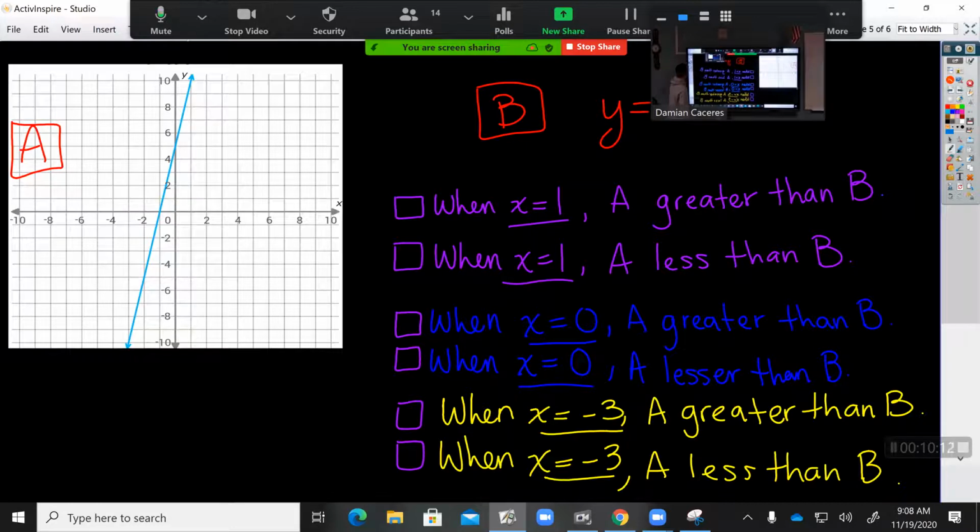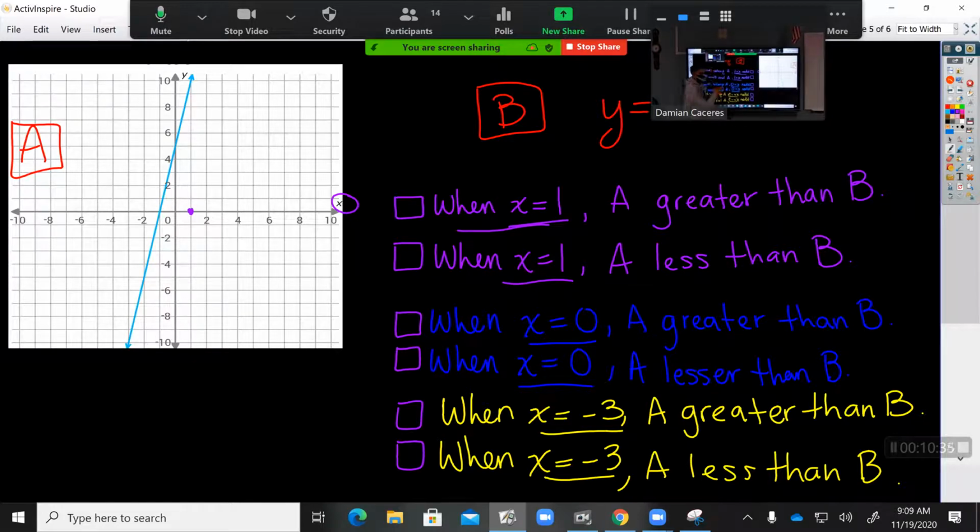So I'm going to show you how to do all three of those from a graph and from an equation. Again, none of this is new. You've already done this in the function section. So it says when x equals 1. The first thing you have to do is go to your x-axis and go to that number, positive 1. That would be right here.